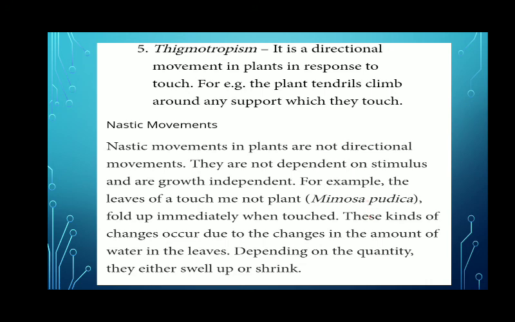Second is nastic movement. Nastic movements are growth independent movements. Nastic movements in plants are non-directional movements. They are not dependent on the direction of stimulus and they are growth independent. Thus, the movement of a plant part in response to external stimulus, in which the direction of response is not determined by the direction of stimulus, is known as nastic movement. For example, we can say the folding up of leaves of a sensitive plant.